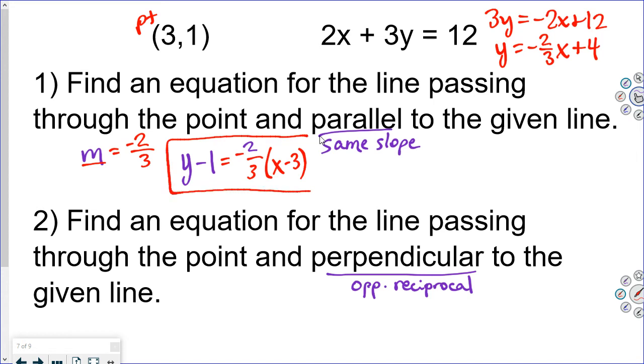If you wanted to go ahead and distribute and move that 1 over to get it into slope-intercept form, you would end up with y equals -2/3 x plus 3 if you did it in slope-intercept form.